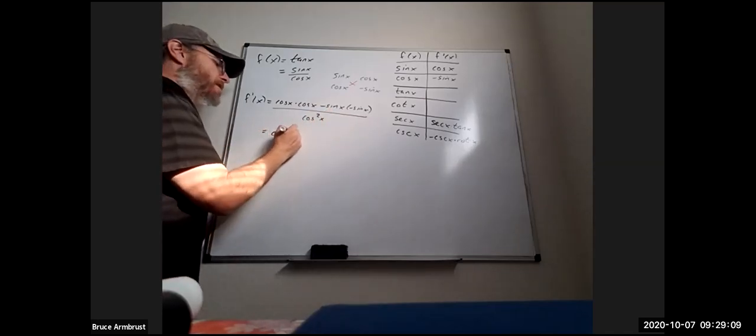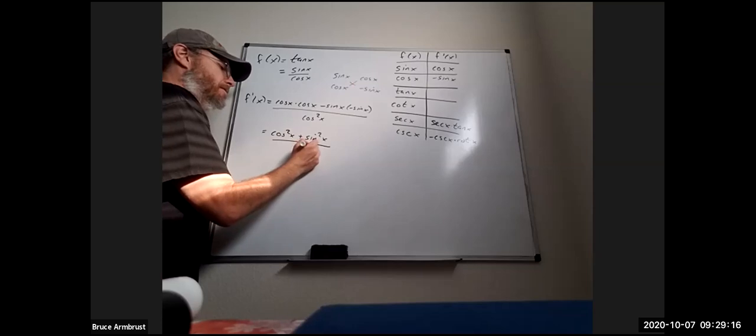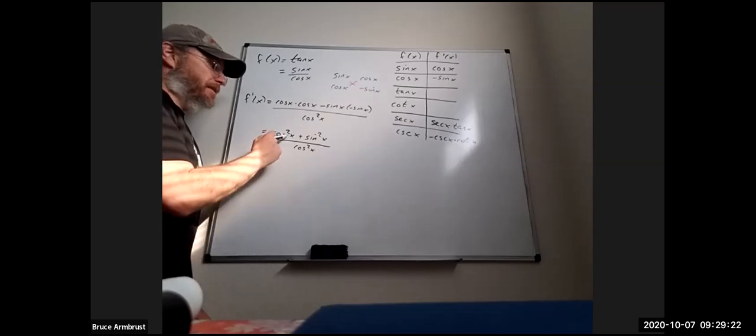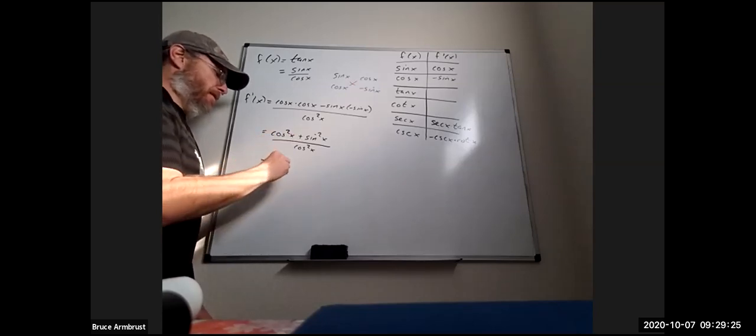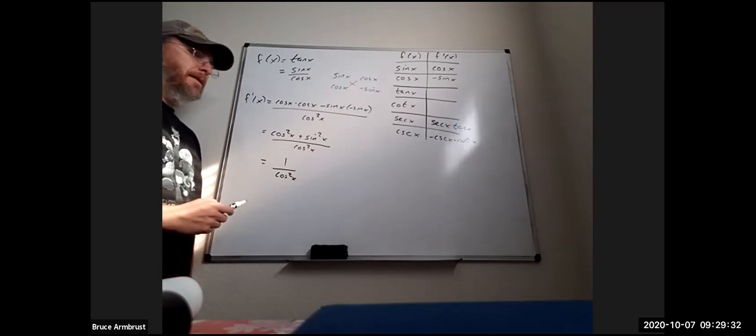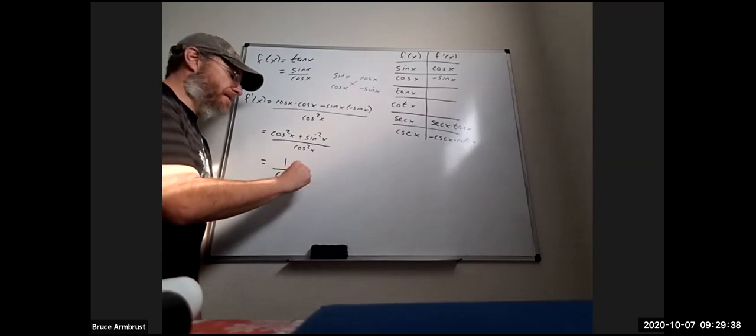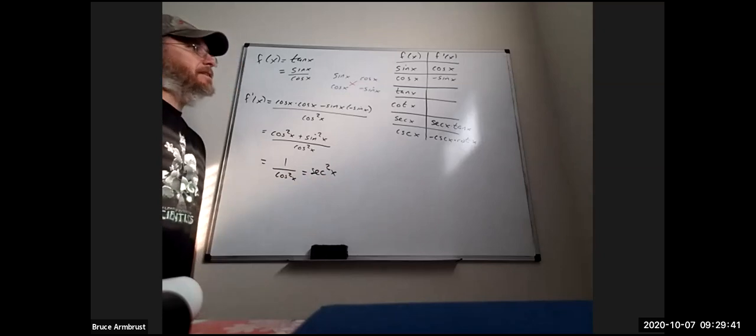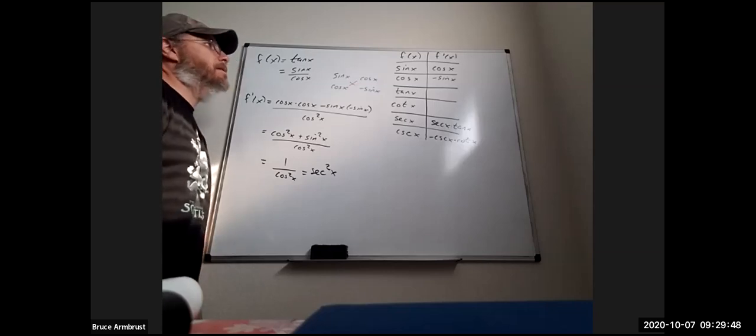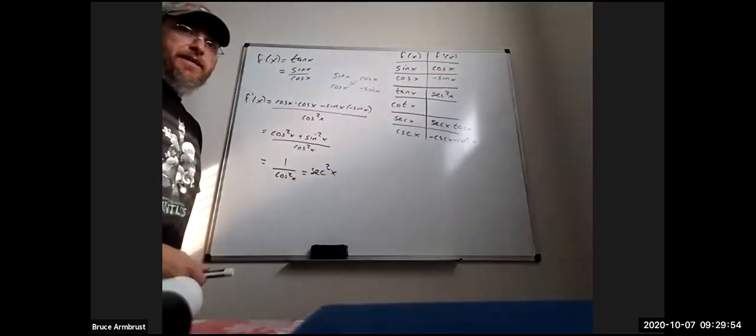So on top, we get cosine squared plus sine squared over cosine squared. And now to simplify this, we'll use the Pythagorean identity. Cosine squared plus sine squared is 1. This is 1 over cosine squared. But we're going to go ahead and turn those back into trig functions. 1 over cosine is the same as secant. So this is the same as secant squared. All right, so the derivative of tangent is secant squared.